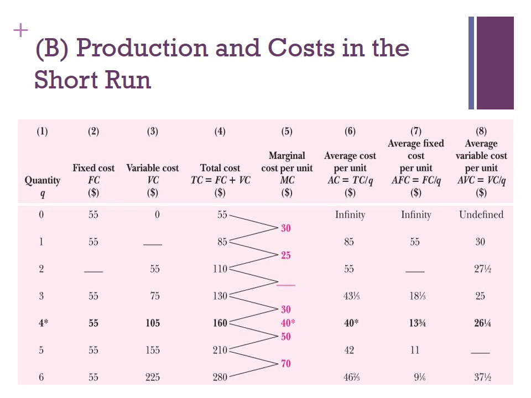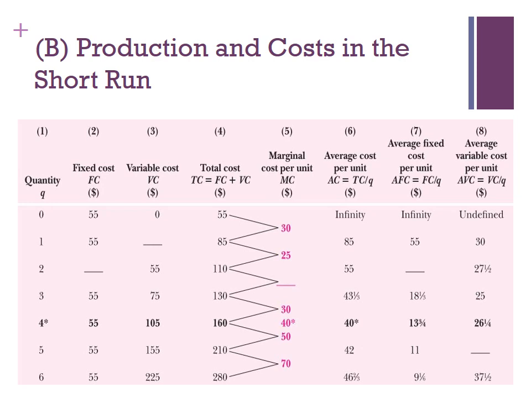Here the missing figure is equal to what? 155 divided by 5 equals 31. So the missing number here is what? $31. In this way, we have calculated the different cost concepts.